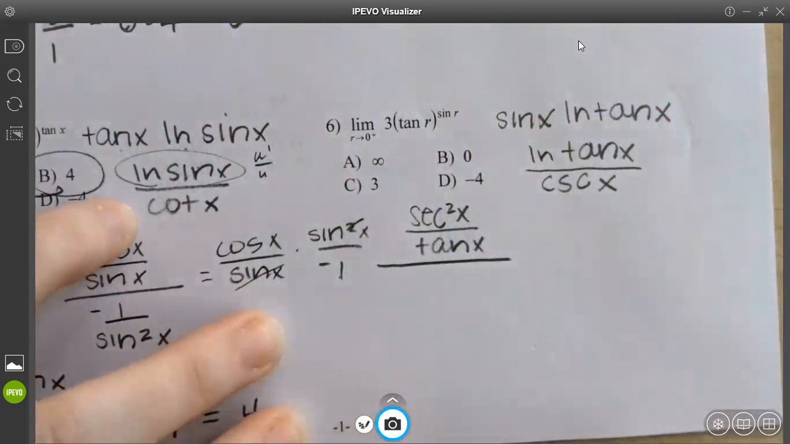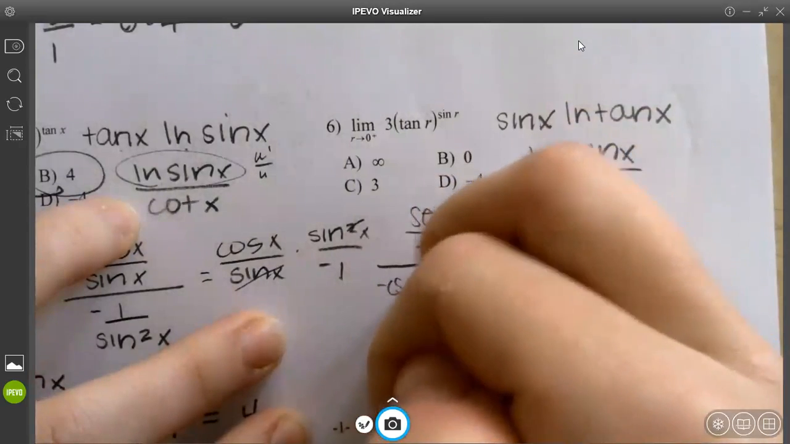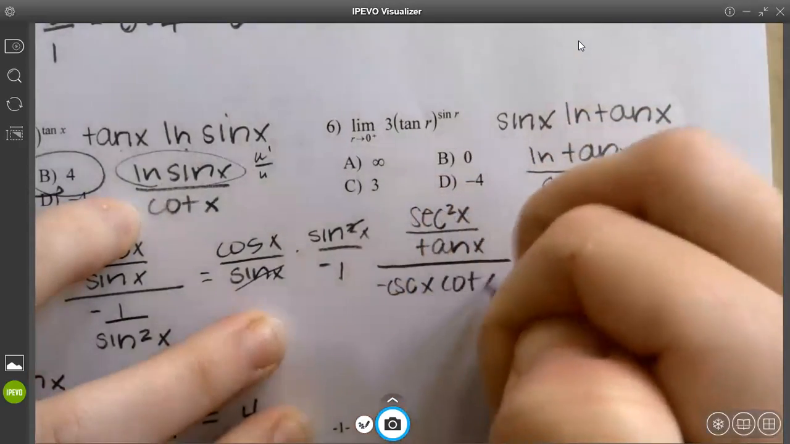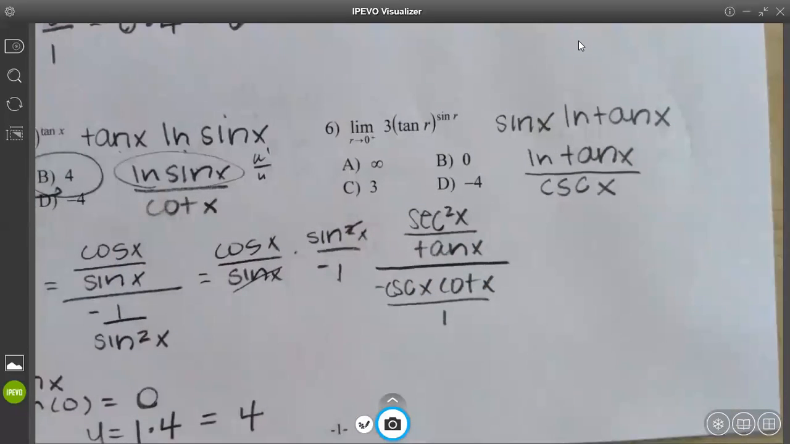Cosecant. Reese, where you at with the cheat sheet? Negative cosecant x cotan x. This is over 1. This is going to get crazy.